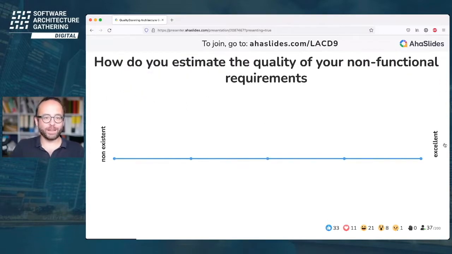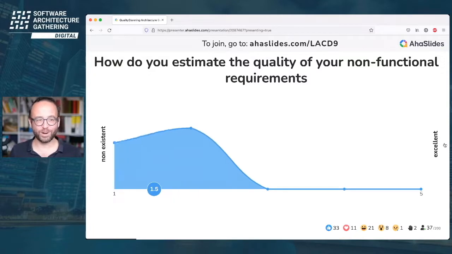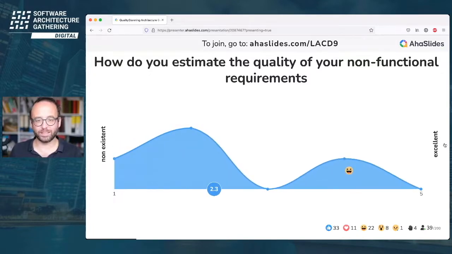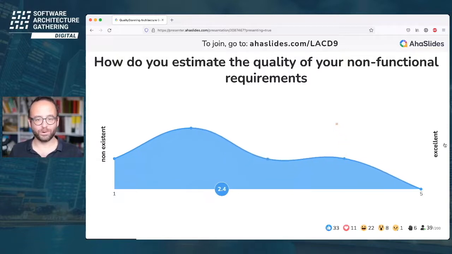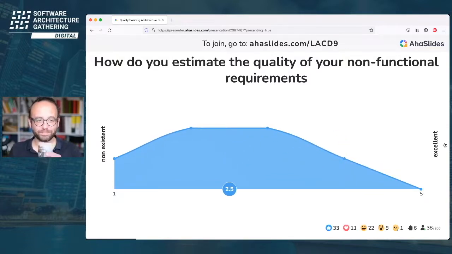How would you estimate or rate the quality of the non-functional requirements that you have? Are they non-existent? Are they like, yeah, kind of nice, but forget about them? Do you consider them to be neutral, like quite okay-ish? Do you think they are quite good, or do you think that they are excellent? So what's your take on that?